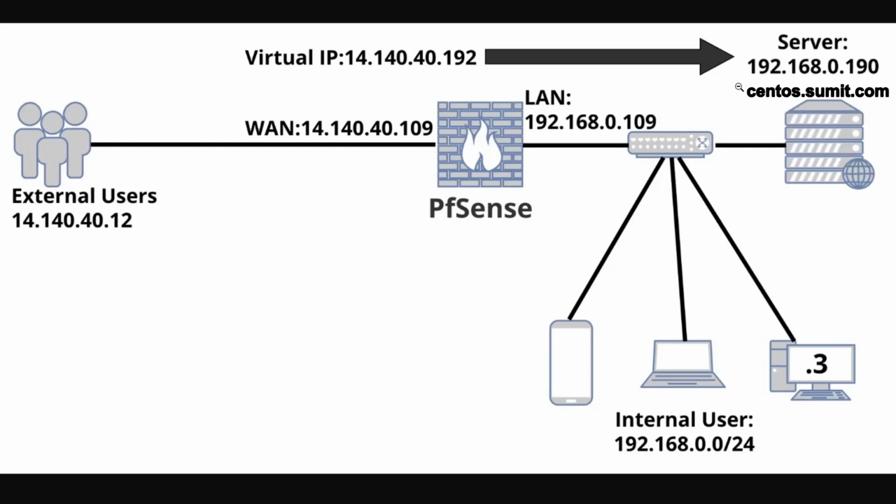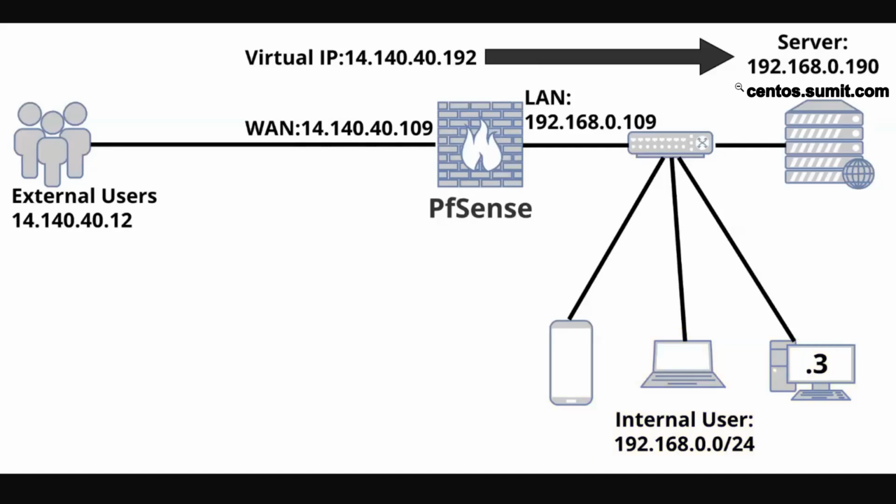The internal user network is in the same network as the web server, which is 192.168.0.190. The external users are accessing the web server using the virtual IP, which is 14.140.40.192, from the outside internet. The WAN interface is 14.140.40.109 and the LAN interface is 192.168.0.109. Usually the internal users, since they are in the same network 192.168.0.0/24, when they try to access the server 192.168.0.190, go directly to the server and access the resource.